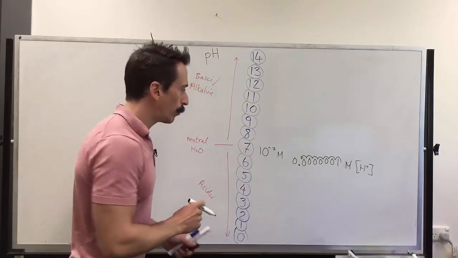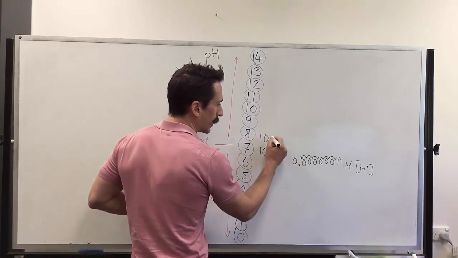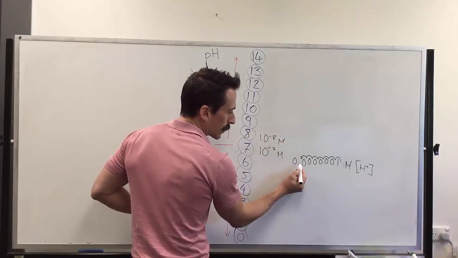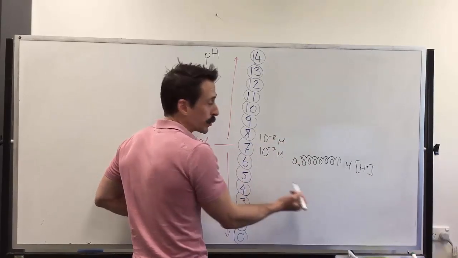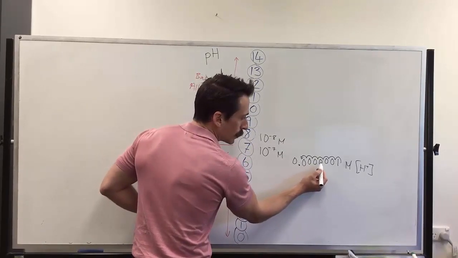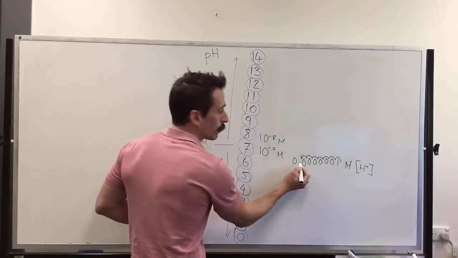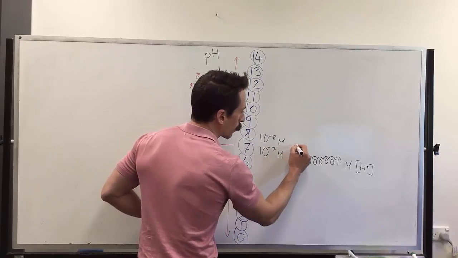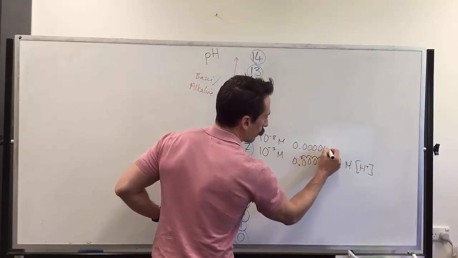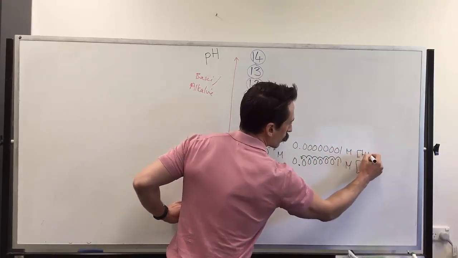Now, another important point. If I were to write a pH of 8 in the form of molar, it's 10 to the negative 8 molar, which means we move that decimal point 1 extra position. Instead of 0.0000001, which has 6 zeros, there's going to be 7 zeros because we've moved it 1 more position.